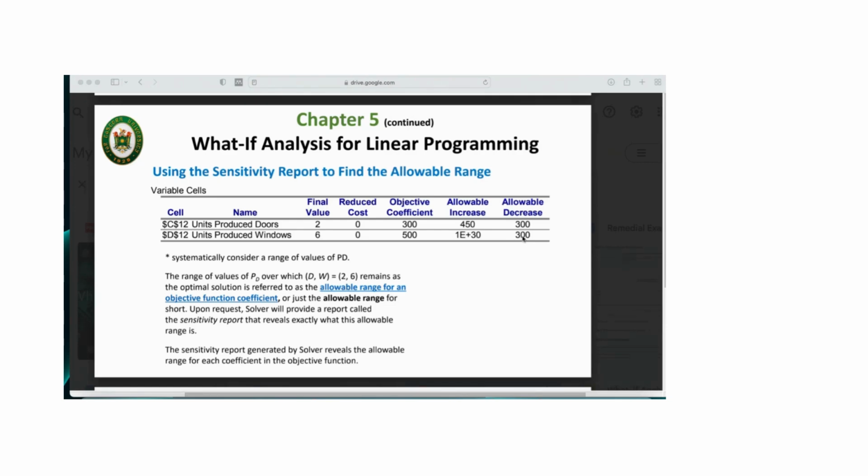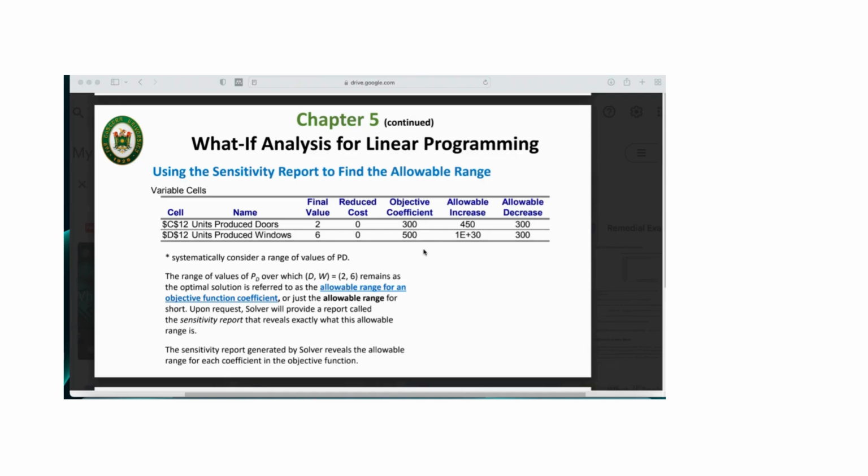You did not go beyond 300. So, if the decrease is 200, 500 minus 200 will be 300. If we change this to 300, the optimal solution of 2 and 6 will still be optimal. Okay, that's it, changing only one parameter.